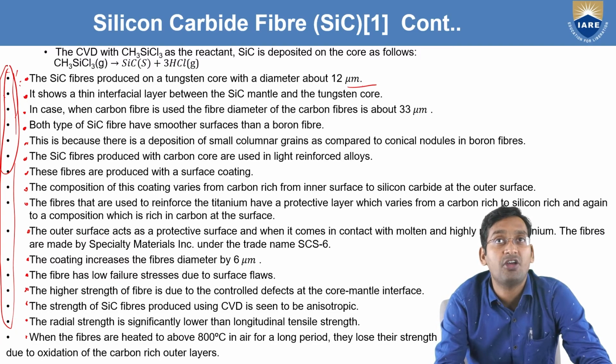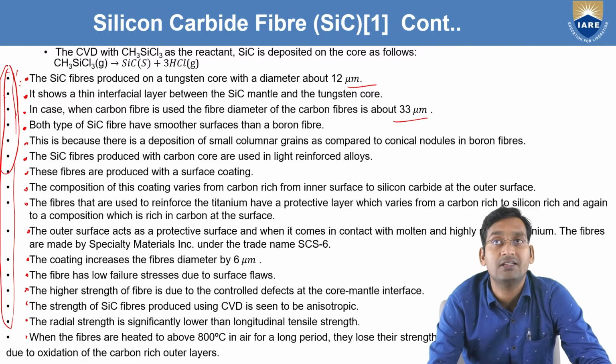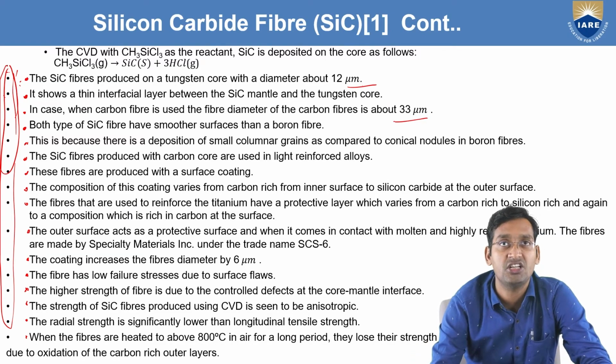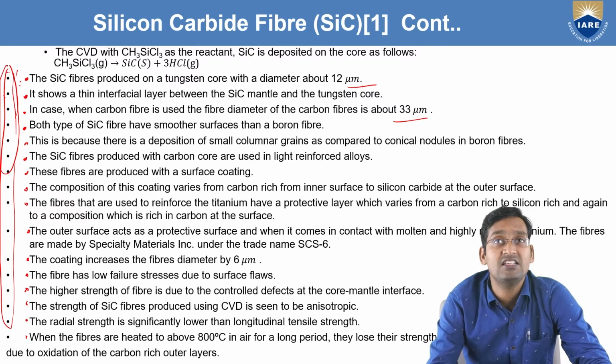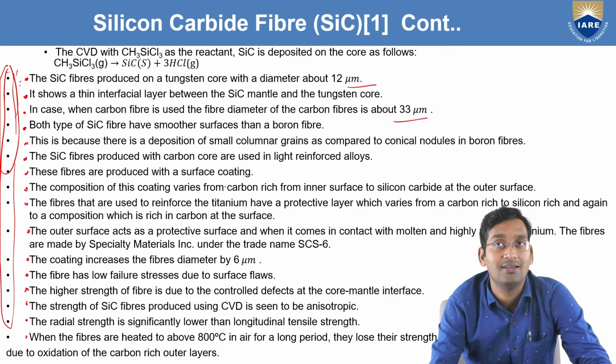In the case when carbon fiber is used, the fiber diameter is around 33 micrometers. Both types of SiC fiber have a smoother surface than boron fiber, whether formed on carbon or tungsten. This is because there is a deposition of small columnar grains as compared to conical nodules in boron fiber. So columnar grain is formed instead of conical nodules.